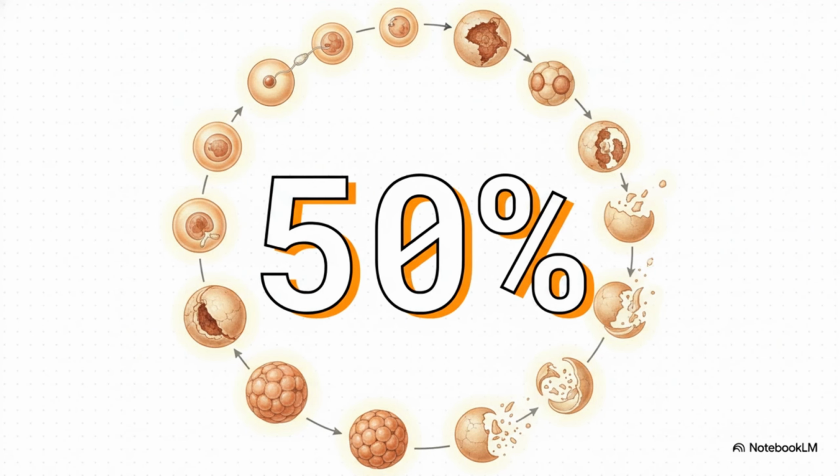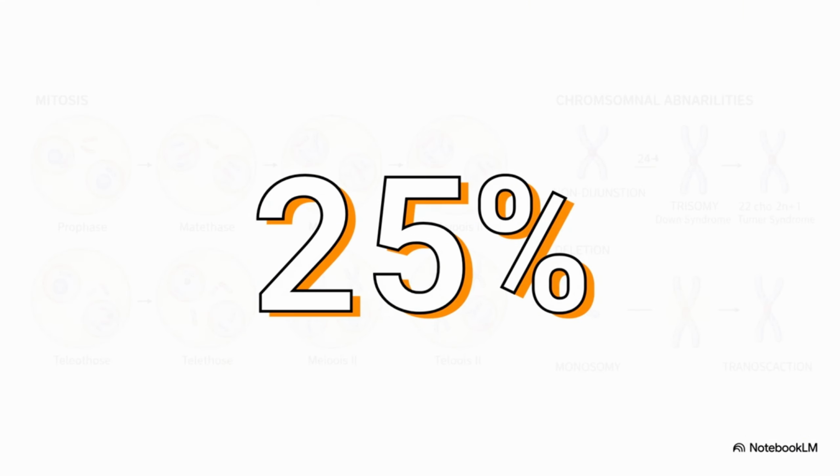Okay, get ready for this number, because it is truly sobering. It's estimated that a full 50%, half, of all conceptions end in spontaneous abortion. Many of these happen before a pregnancy is even detected. It just highlights how incredibly fragile early development is, and it points to a very high rate of major underlying errors. So, what's driving such a high rate of loss?